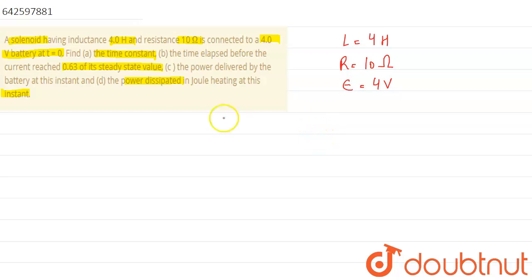Okay, now let's consider the first part, in which we have to find the time constant. What is time constant? That is tau. And we know time constant tau is equal to L by R, that is inductance divided by resistance. Inductance is 4 and resistance is 10. So we conclude from this that time constant is equal to 0.4 seconds. That completes our first part.